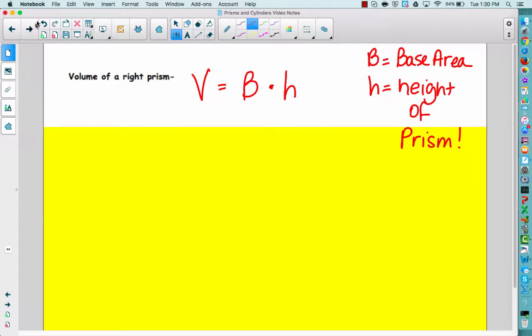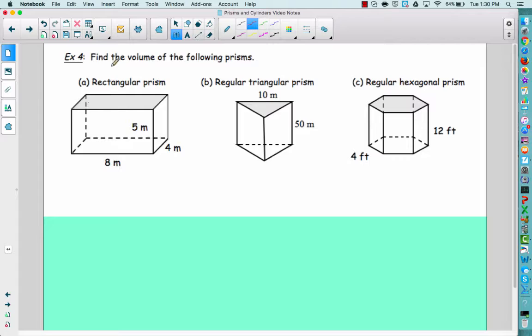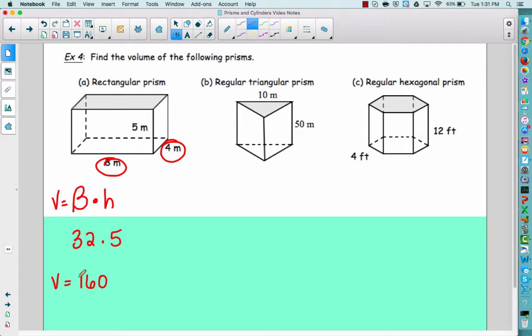All right, so let's look at the first one. If I want to find the volume of this rectangular prism, I'm going to do base area, so volume equals base area times the height. All right, the base area we already did was 8 times 4, which is 32, right? So 32, and then a height of 5. So 32 times 5 is going to give me 160. But because it's volume, it means it's three-dimensional. So it would be meters cubed.